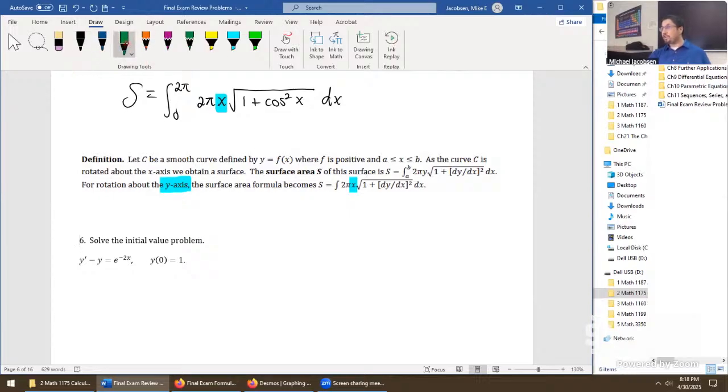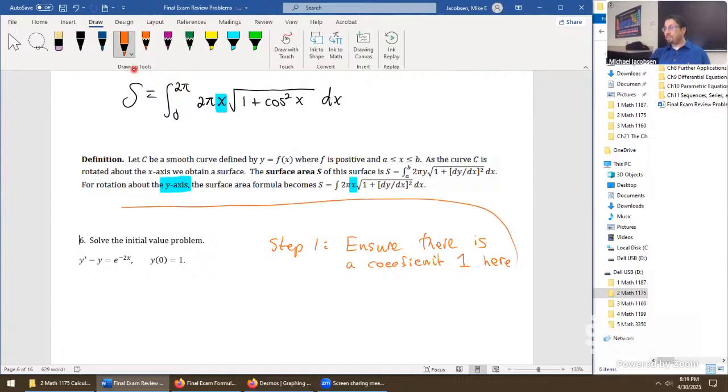So step one, an integrating factor, is to ensure there is a coefficient one here. It's kind of a dramatic arrow, but this is an easy mistake to make on this kind of exam. If we're going for an integrating factor and there is an x there or an x squared, we have to, as a very first step, divide it out on both sides of the equation.